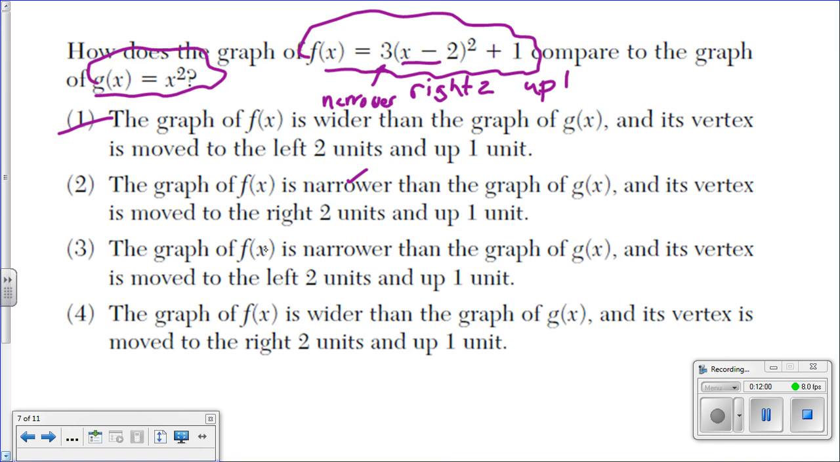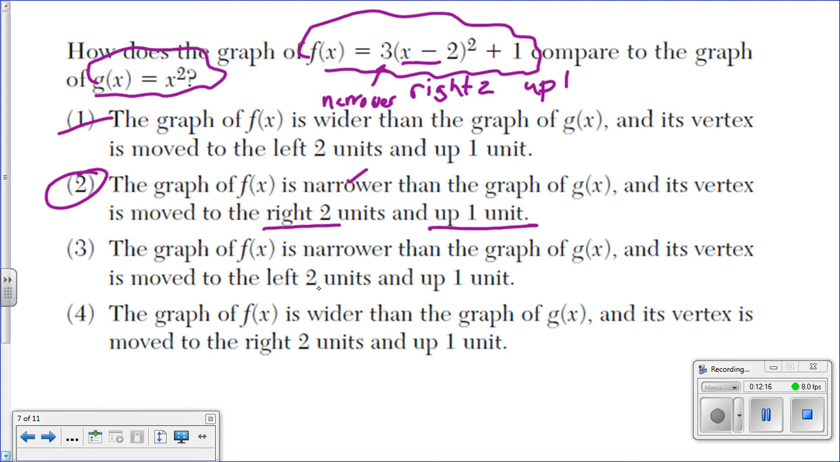And its vertex is moved to the right. Now that may look confusing because it says the vertex is moved. All the points are going to move. So that includes the vertex, and all the other points would move to the right 2 and up 1. That is true. That is correct.